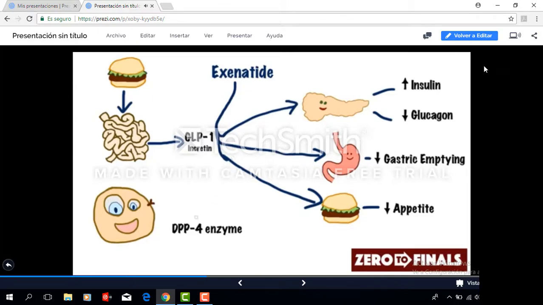So there's a brief summary of DPP-4 inhibitors and GLP-1 mimetics. I hope that's been helpful in clarifying how these medications work.